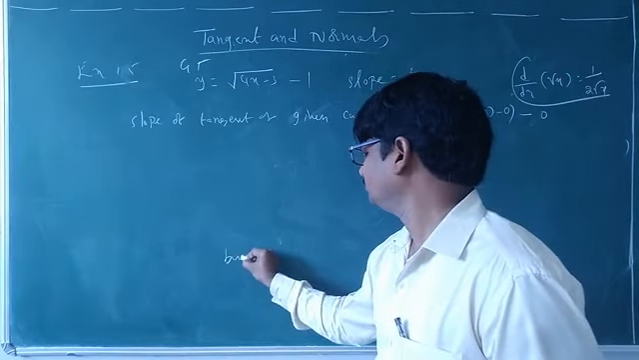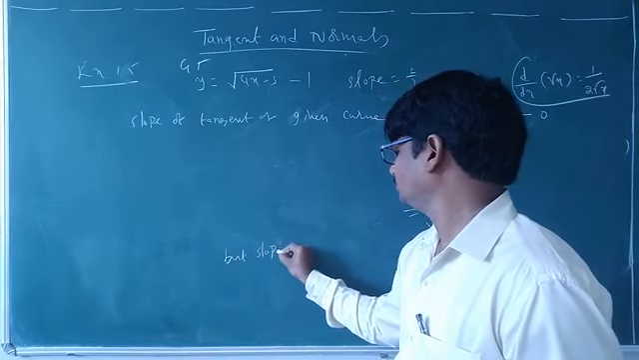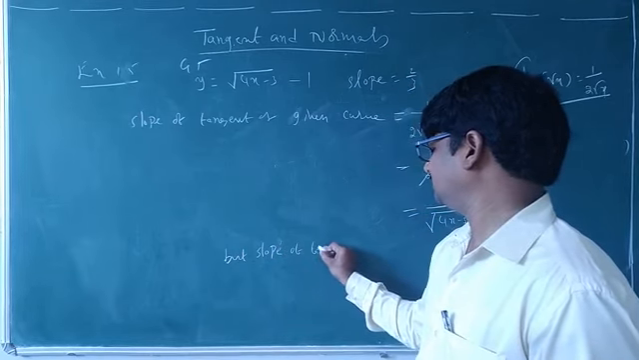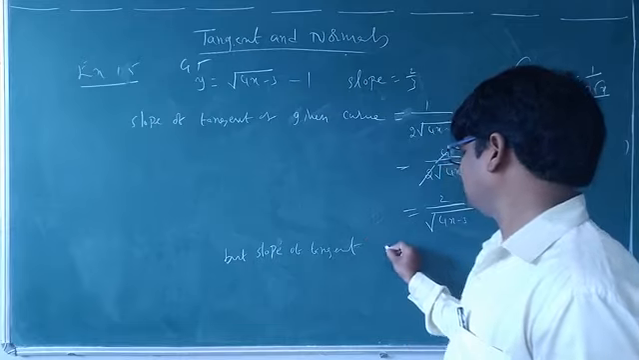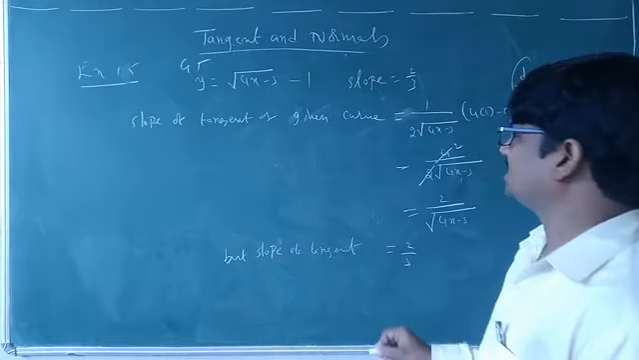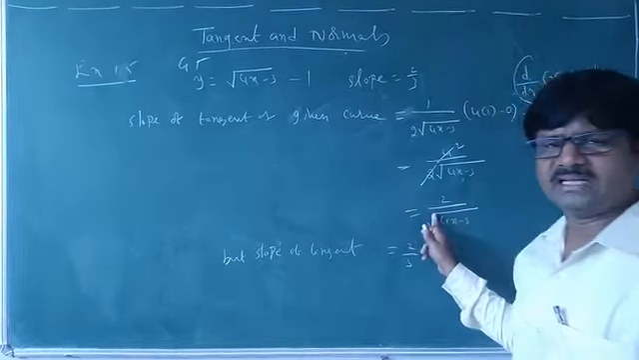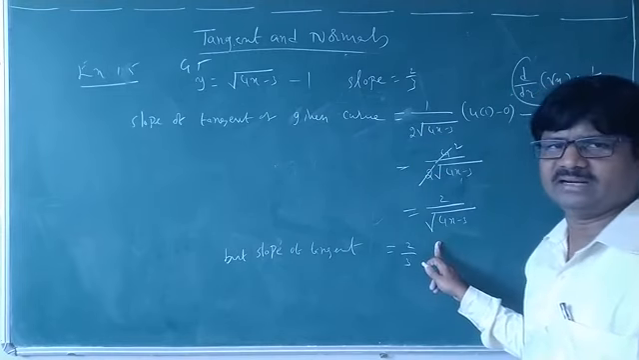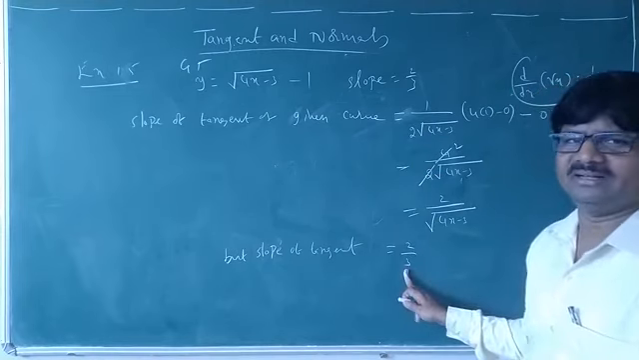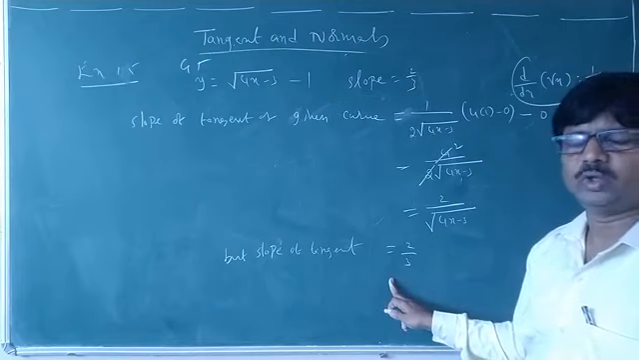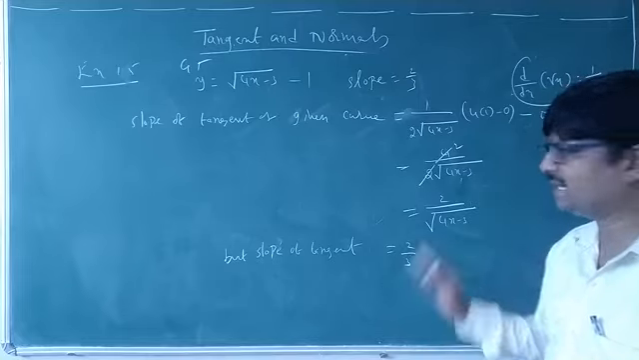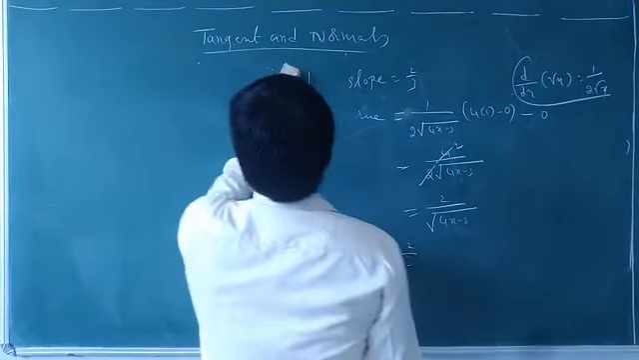But the slope of the tangent is equal to 2 by 3. Just observe carefully. It is also the slope of the tangent, and this is also the slope of the tangent. Can you make them equal? It is the slope of the same tangent only. So both are slopes of the same tangent only. Then make it equal. Then what will be?